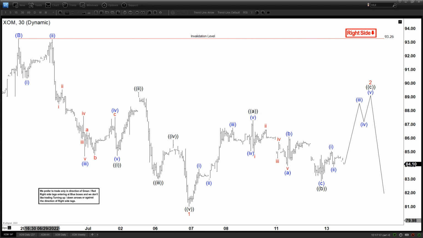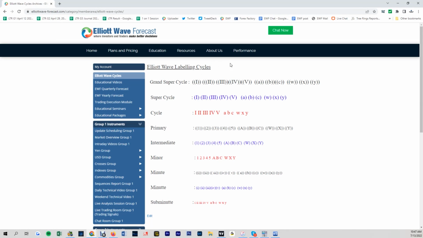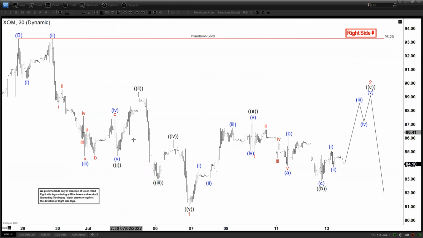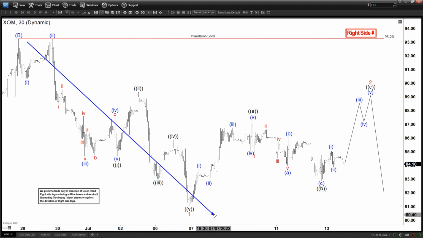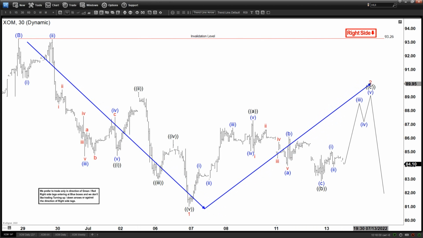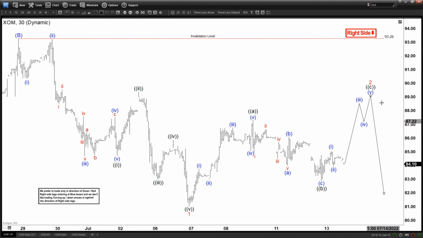Let's take a look. We have this in the member area, with the different degrees. We are now in the intermediate degree, in wave B, and wave C is in progress right now, which should subdivide into 5 waves. Wave 1 of the primary degree ended here, and now we are in the wave 2 correction to correct this 5 waves down. As long as we stay below 93.26, we should be going down, as the red stamp on the right side shows.